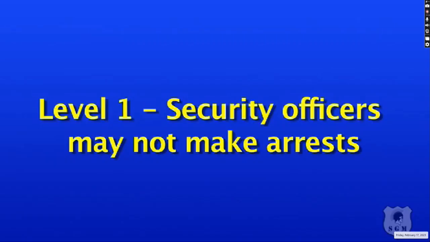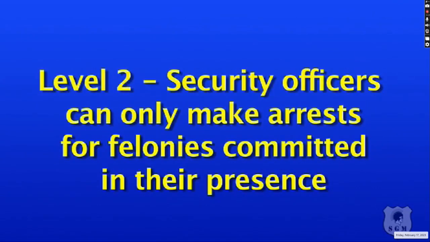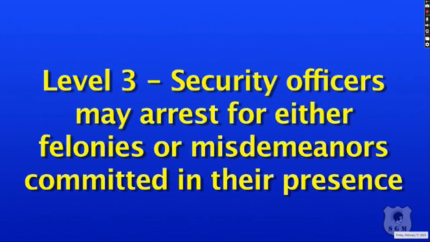What I mean by this is, Level 1, security officers may not make arrests. In Level 2, security officers can only make arrests for felonies committed in their presence. Level 3, security officers may arrest for either felonies or misdemeanors committed in their presence. Right now, this may be a little confusing to someone not familiar with the law, but as we progress, it will become a lot more clear.